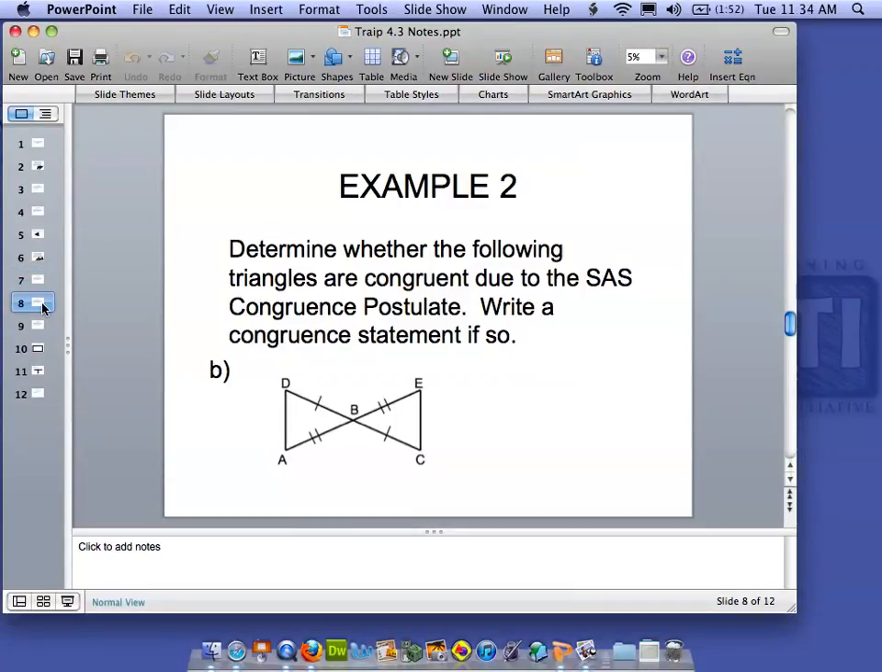Part B. Now, if I look at what's marked, I see two sides congruent to two sides. And the angle wasn't marked, but we know we have a set of vertical angles that are congruent. So I do have side angle side. And this time I'm going to call my first triangle ABD, and I would say that is congruent to triangle EBC.